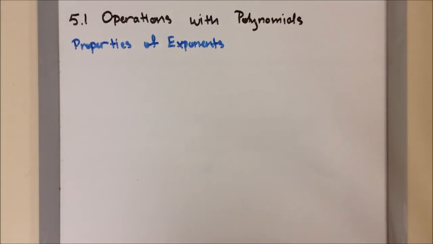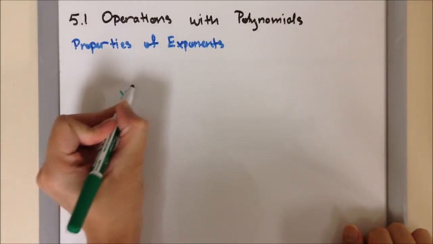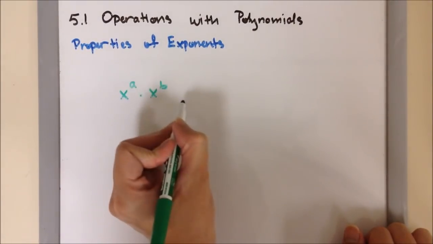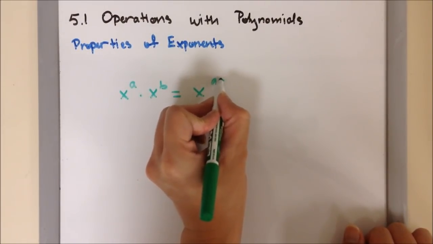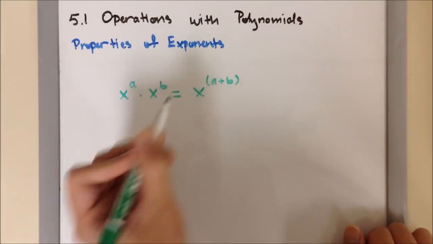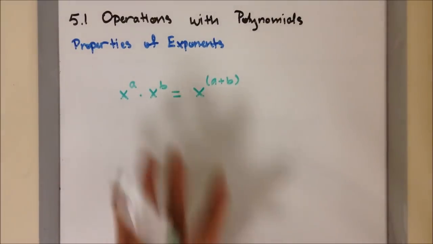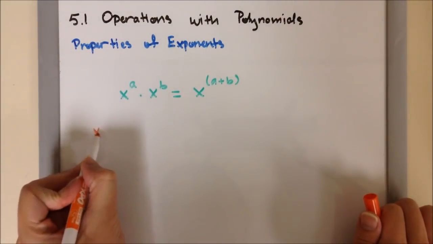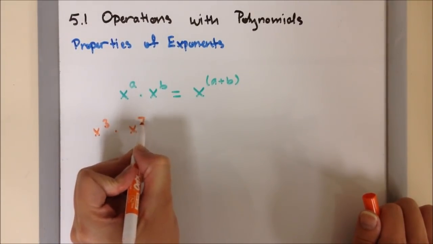Now, for the definition of product of powers, it will be x to the a power times x to the b power, which will equal x to the power of a plus b. Alright, now let me explain how this works. So say that you have x to the 3rd power times x to the 7th power.